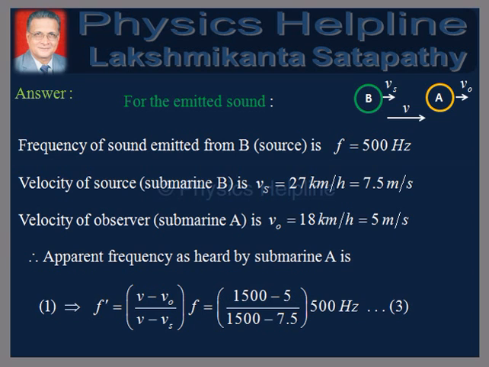Therefore, apparent frequency as heard by A is given by f' = (V - Vo)/(V - Vs) × f, which is equal to (1500 - 5)/(1500 - 7.5) × 500 Hertz. We will not evaluate this expression for a purpose.